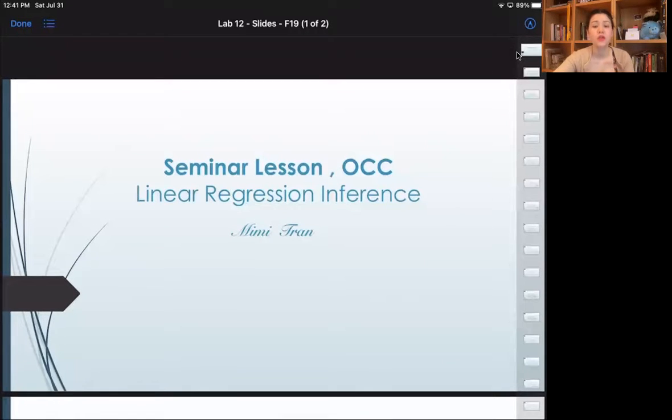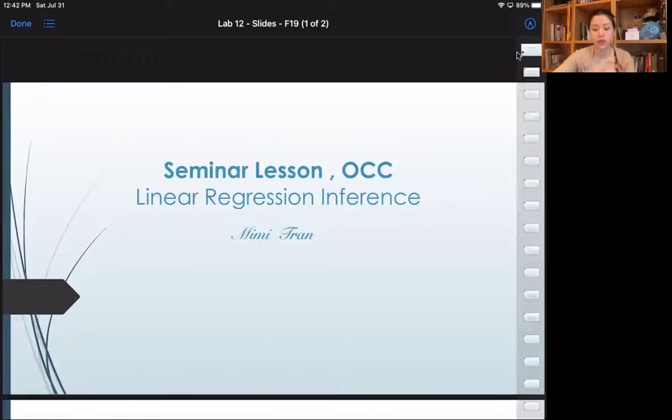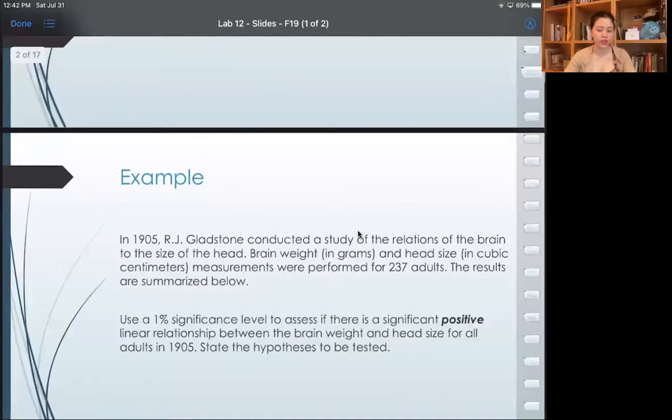Hi everyone. So last seminar lesson, we explored the linear regression. In this seminar lesson, we're gonna learn how to do the linear regression inference, or doing hypothesis testing. All right, so again, we're gonna start with the example.